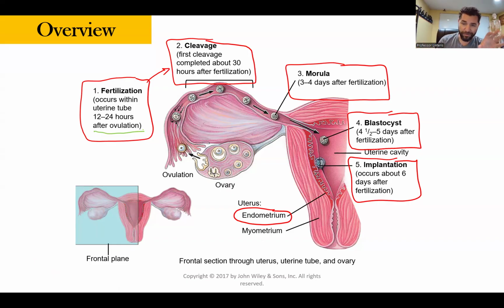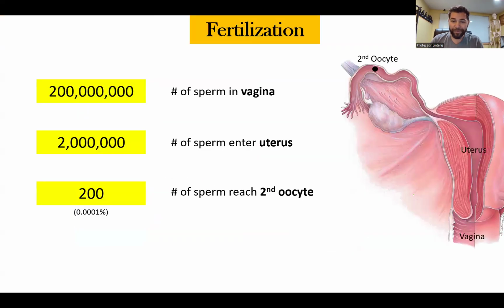So fertilization, usually 12 to 24 hours. Cleavage, usually completed about 30 hours post-fertilization. We'll see that morula in about 3 to 4 days. We'll see the blastocyst in about 5 days post-fertilization. And implantation usually occurs about 6 days to a week post-fertilization. Let's dive into it.